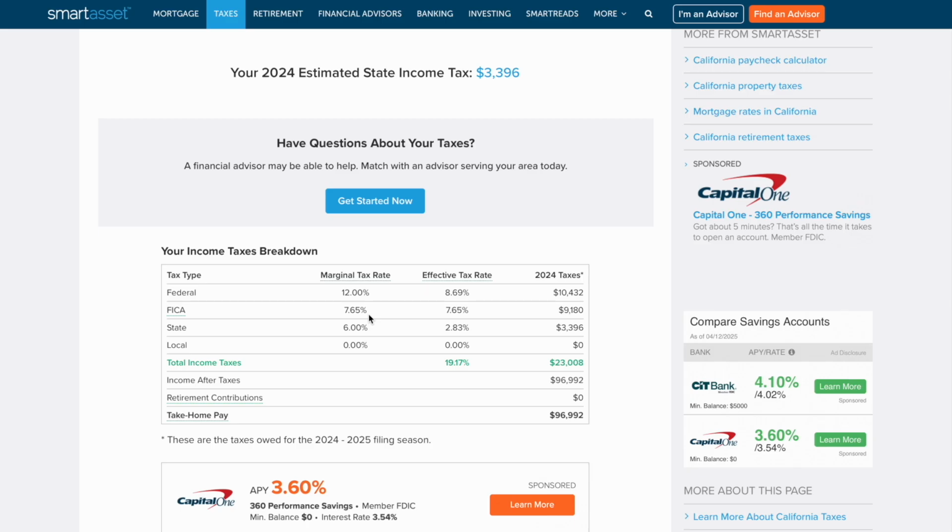FICA is the same for everybody. State income tax, California is 6% for the marginal, and then the effective or the average amount they're actually paying is 2.8. So the total amount of income tax is 19%. Total amount of tax paid is 23,000, leaving a take-home income of 96,000. Higher take-home for somebody who's married or filing jointly because they're paying less income tax, because there's a higher threshold of income in that tax bracket for somebody who's filing jointly versus single.